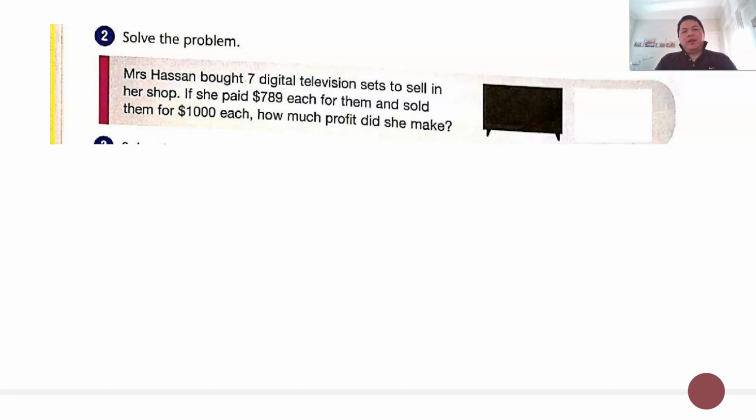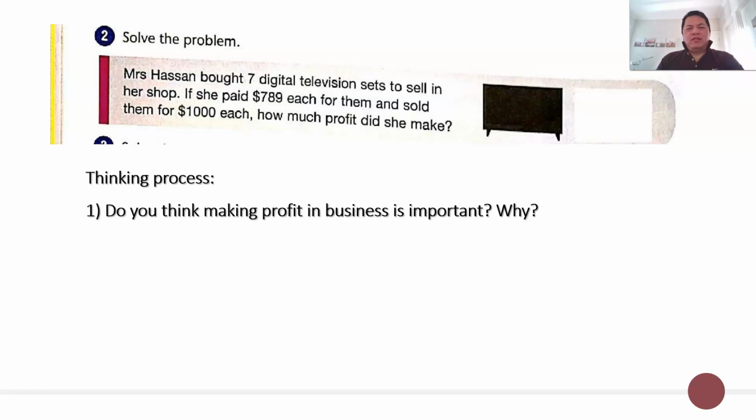So, problem solving. Mrs. Hassan bought 7 digital TVs and sells them in her shop. So likely she's a shop owner that sells electrical products. She bought 7 digital TVs. She paid $789 for each of them and sold them for $1,000 each. So how much profit did she make? Thinking process: do you think it's important for us to make profit in business? Any reason? Some of your parents are into business, isn't it? So I'm sure you can share with us during the live lesson.